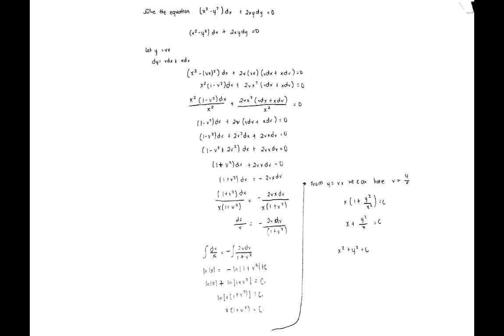From y equals vx, we have v equals y over x. So we substitute it. Now we have x times (1 plus y squared over x squared) equals c. Then x plus y squared over x equals c. And the final answer is x squared plus y squared equals c sub 1 x. And that's all. Thank you.